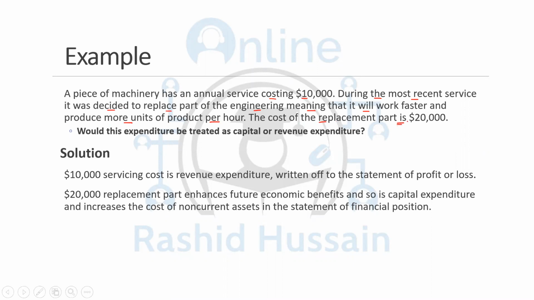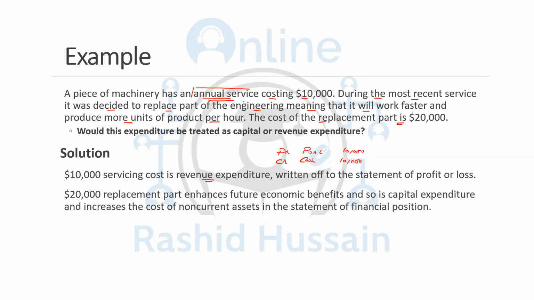Now, in this example, we have two expenditures. The first is the annual service. And remember, the service is usually done for the maintenance. So $10,000 should be recorded as the revenue expenditure and it is expensed out. So what is going to be the double entry? Debit profit or loss by $10,000 and credit cash by $10,000 because it is related to the annual service.